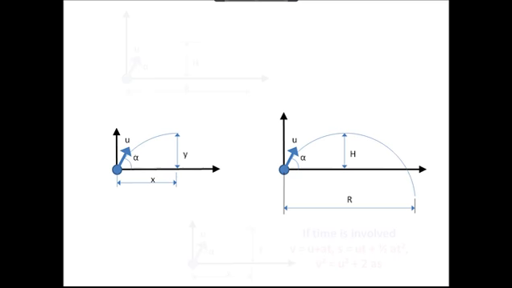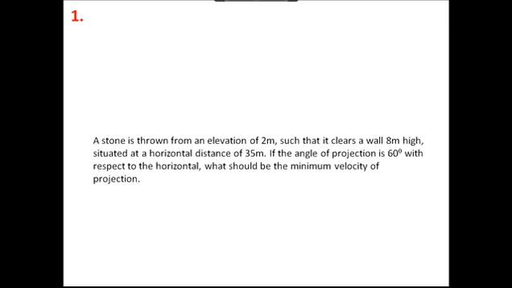So, looking at type 2, let's take a numerical. It says a stone is thrown from an elevation of 2 meters such that it clears a wall 8 meters high situated at a horizontal distance of 35 meters. If the angle of projection is 60 degrees with respect to the horizontal, what should be the minimum velocity of projection? That is what is asked.